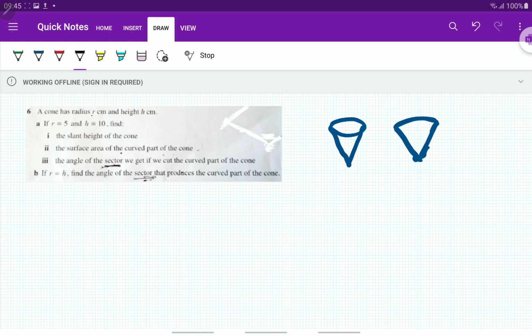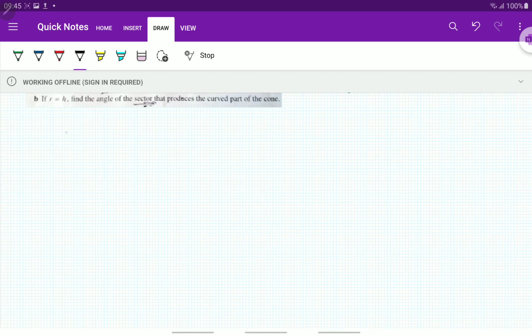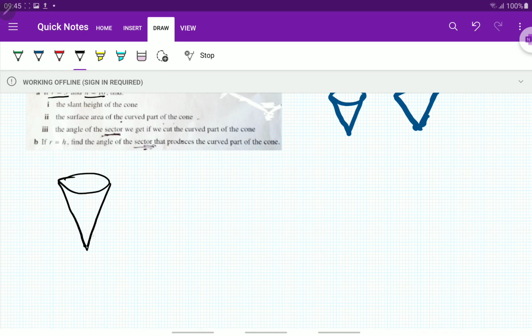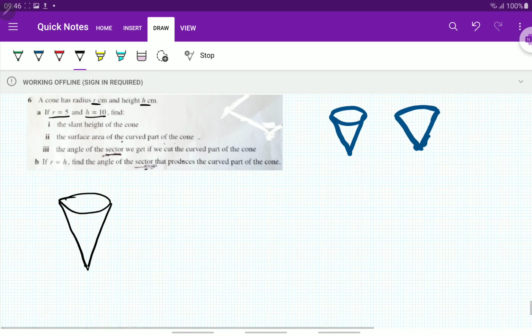A cone has radius r centimeters and height h. Okay, that's not useful. If r is equal to 5 and h is equal to 10, find. Okay, now let's draw a quick sketch of a cone for ourselves. Yeah, that's a pretty reasonable cone, I would say. So, the radius is equal to 5 and the height is equal to 10.